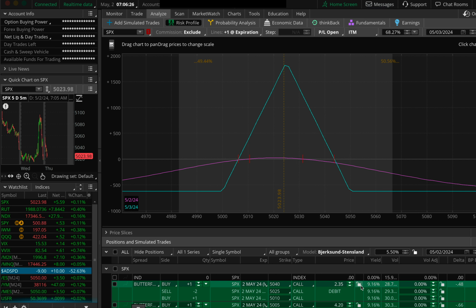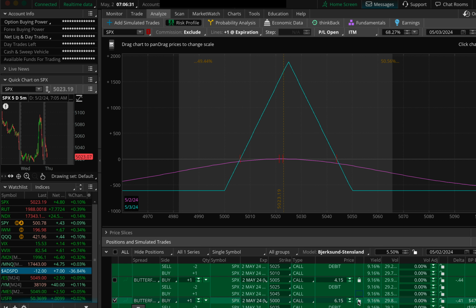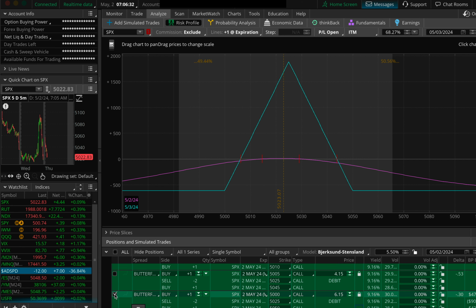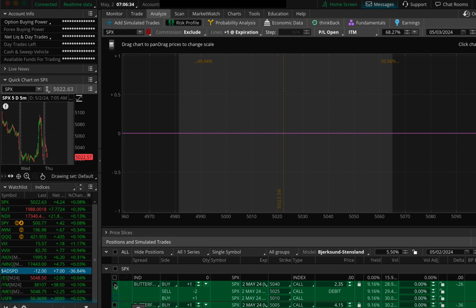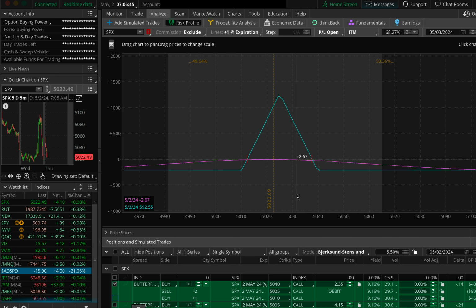Okay, so I'm going to lock these prices in real quick. Lock it in. Okay, so there's our three trades. This is our 15 pointer. Looks like we keep moving down. Order filled.